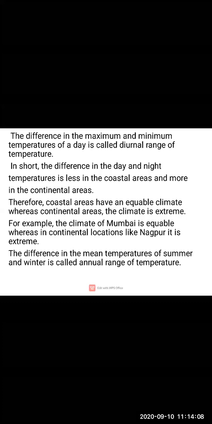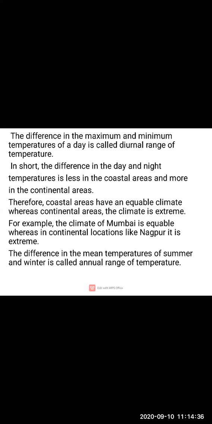So what happens here? We will observe such differences in the continental areas will be what? The differences will be more. But what happens in the coastal areas, children? The difference in the daytime and nighttime will be less. The climate in that region will be normal. There won't be such maximum and minimum temperatures seen.